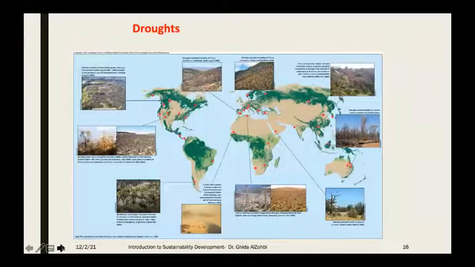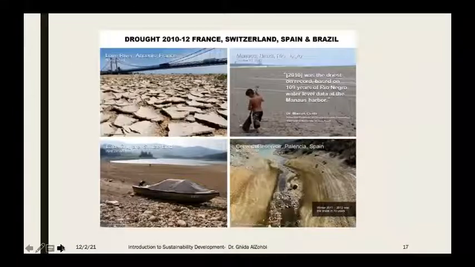Droughts also in many countries or in many cities around the world, like in France in 2011, in Switzerland in 2011 also, in Brazil in 2010, and in Valencia, Spain in 2012.